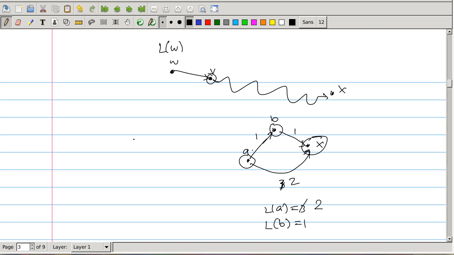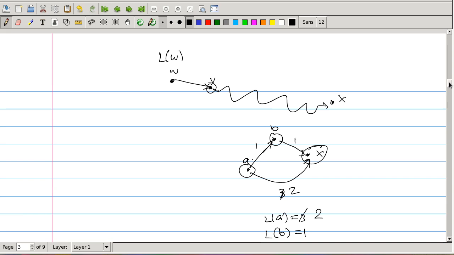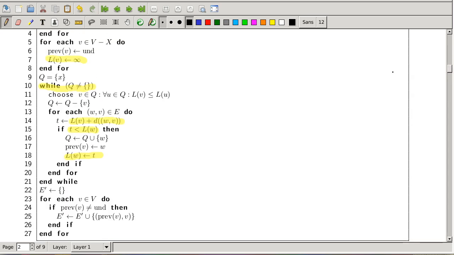So now we go back to the algorithm, because when we go back to the algorithm, we find the pieces of logic that we need: how do we choose something from Q to remove from Q? That's the job of line 11. So we are looking for something that has the least L value in Q and remove that one from Q. And the L value is representing the length of a path known at this point to be the shortest to a destination in the graph.